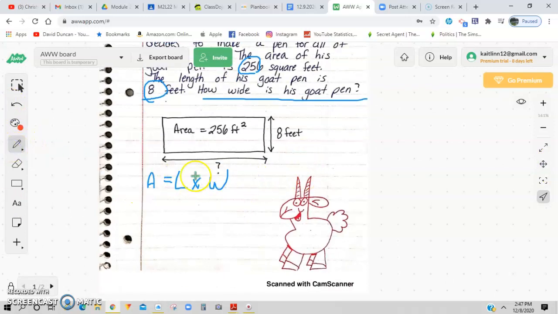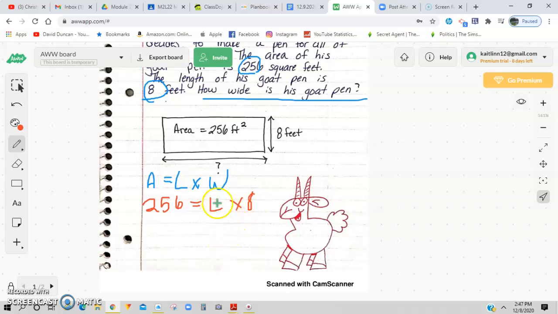I need to plug in the information that I do have. So I do have the area. So I'm going to write down 256 equals, okay, I don't have that length, but I have the width, and that is 8. So I know in order to find my length, I need to multiply something by 8 to get my 256. Well, I know that the opposite of multiplication is division. Just like the opposite of addition is subtraction, the opposite of division is multiplication.